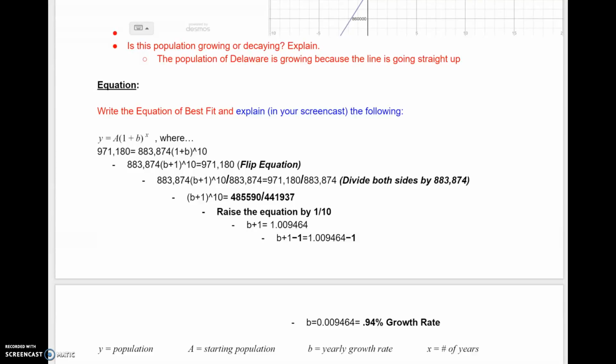I flipped the equation to make it 883,874 times b plus 1 to the power of 10, which equals 971,180. I took this equation and divided both sides by 883,874, and in the end I got b plus 1 to the power of 10 equals 485,590 divided by 441,937. I raised the equation by 1/10.